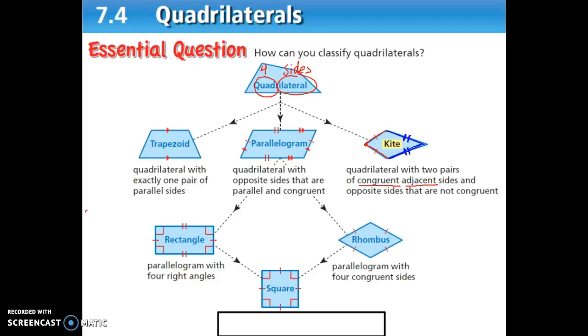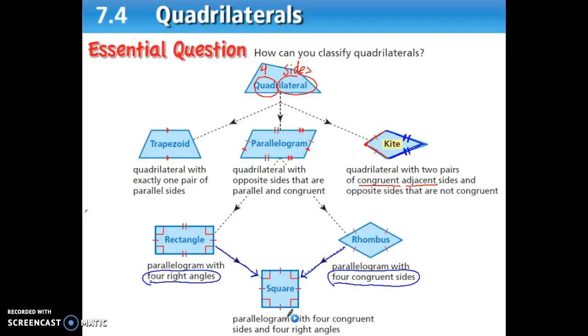Lastly, we have a square. Now notice, a square comes from both a rectangle and a rhombus. So it must be a parallelogram because a rectangle is a parallelogram and a rhombus is a parallelogram. The special part about a rectangle is that it has 4 right angles. The special thing about a rhombus is that it has 4 congruent sides. So a square must be all of that put together.